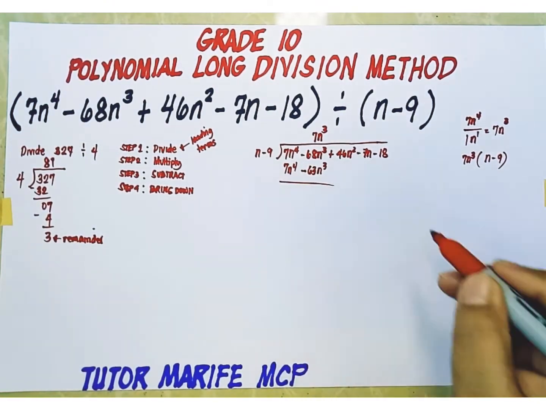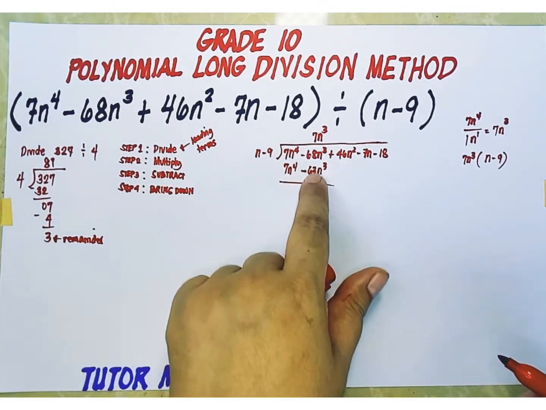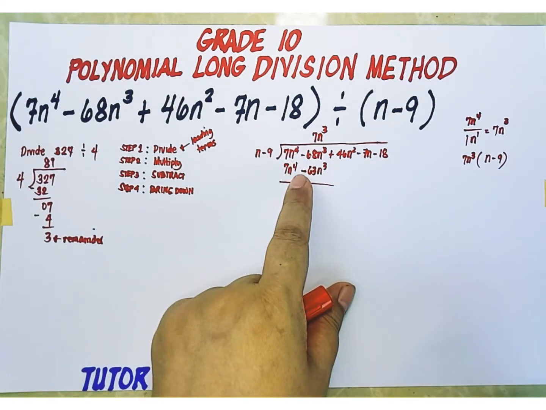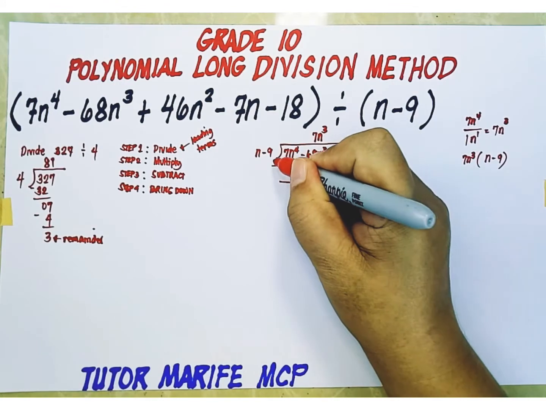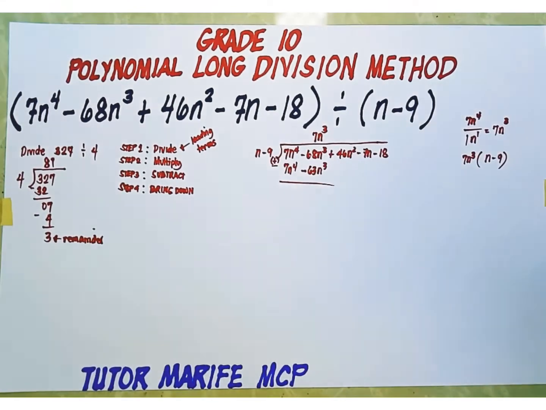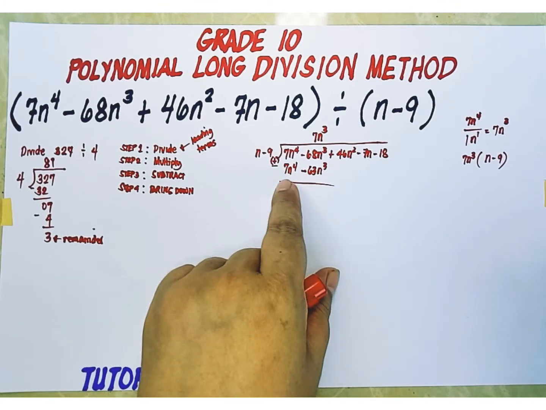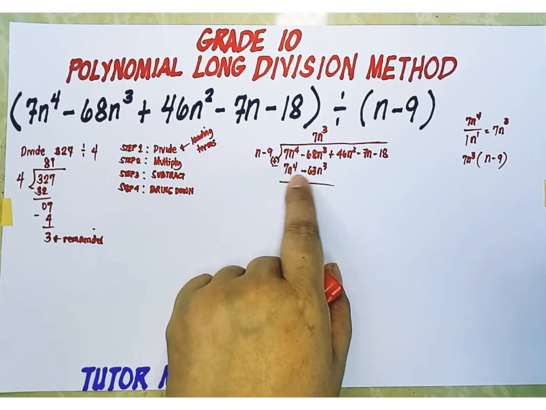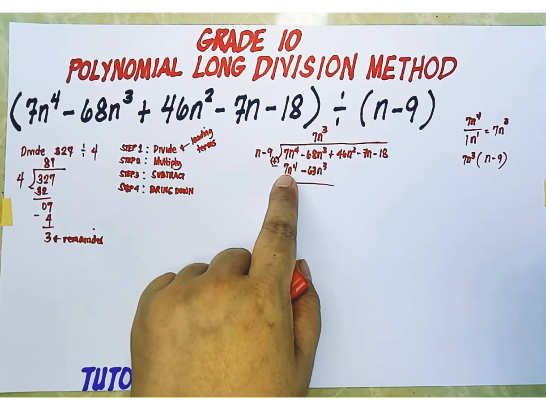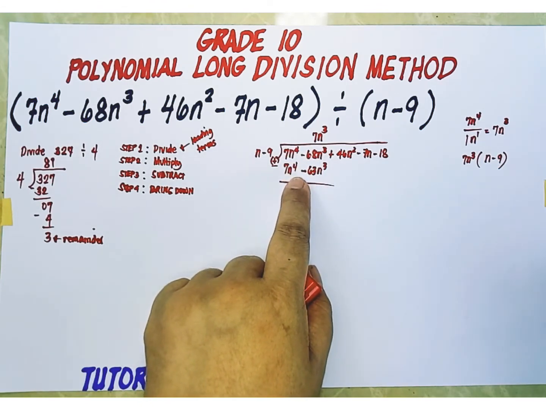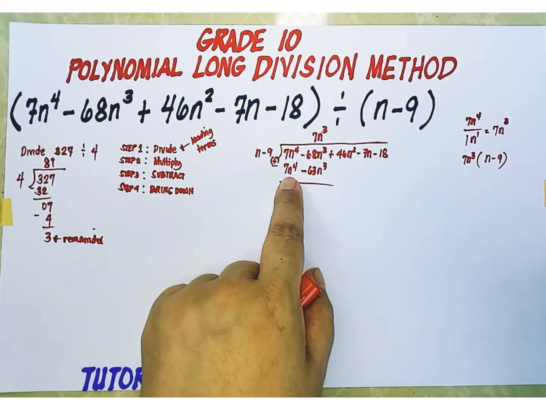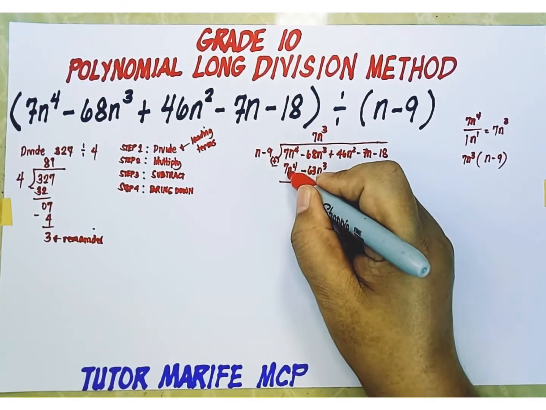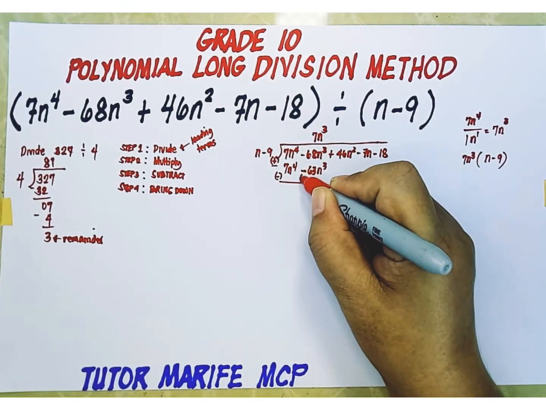Okay? Next is we subtract your partial dividend and your product. Going back to the subtraction rule, we proceed to addition and change the sign of the terms in the subtrahend. This is your subtrahend. It's the expression underneath the dividend. Okay, so we have positive term and negative term, so we change it to their opposites. So this becomes negative, this becomes positive.